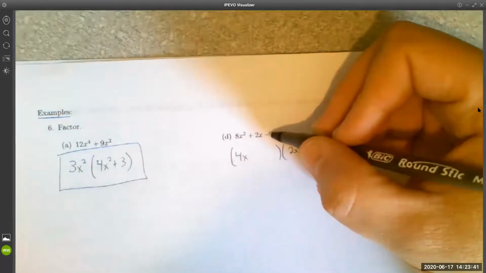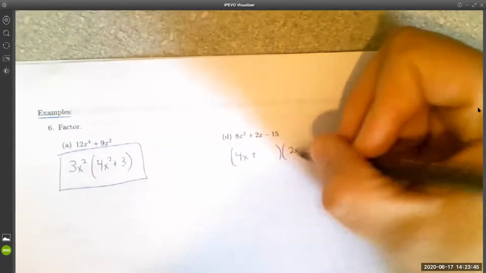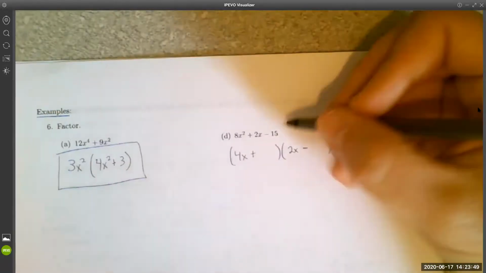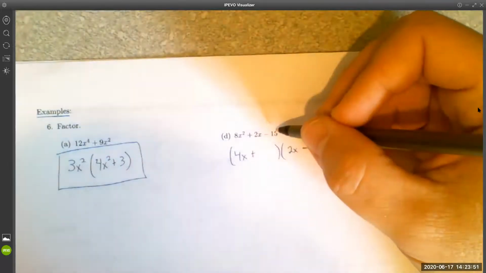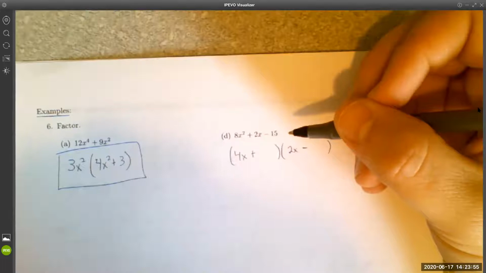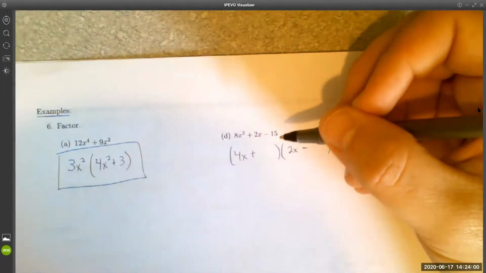As far as the signs are concerned, again, I know that one of these things has to be positive and the other one has to be negative. Otherwise, I'm not going to get a negative 15. And then to get 15, I can try 15 and 1, or I can try 3 and 5. So I'm just going to guess and check until I come up with the right combination.